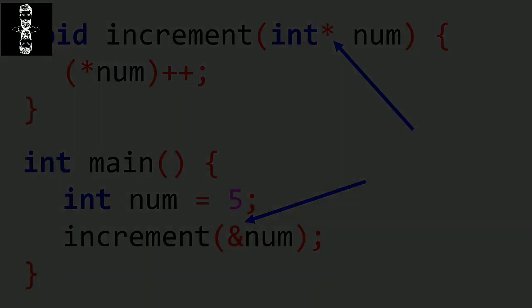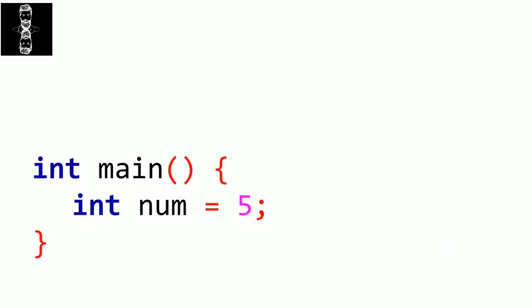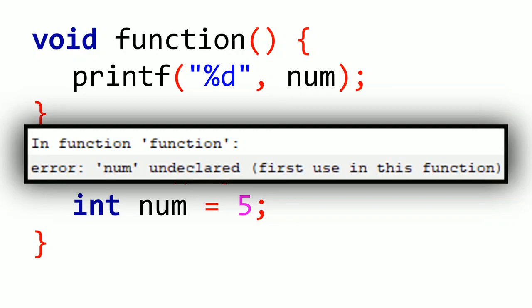See you there. Welcome to this video where we will talk about the relation between pointers and functions. You have to know that a variable declared in a function can't be used in another function. It's what we call a local variable. And don't forget that the main is also a function. So if we declare a variable num, for example, in main, and we try to use it in another function, we will get an error, and vice versa.